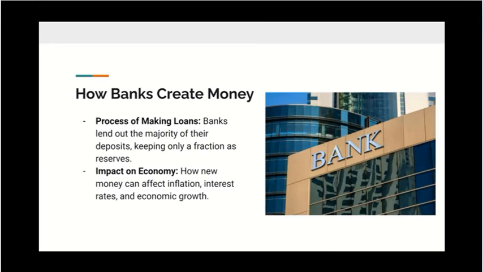And lastly, how banks create money. So in practice, when a bank receives a deposit, it keeps a fraction as reserves and then it lends out the rest, as we learned in class. So this lending becomes a deposit in another bank, which then lends again and so on. So the cycle creates multiples of the initial deposit, expanding the money supply. So the implications are very profound, as this process influences inflation, interest rates, and overall economic growth. So understanding this helps us grasp the pivotal role banks play in our economy. So that is my presentation over these topics.